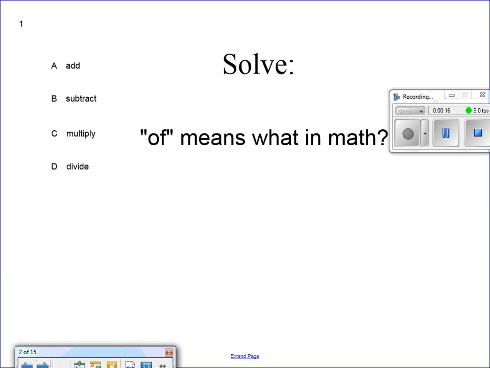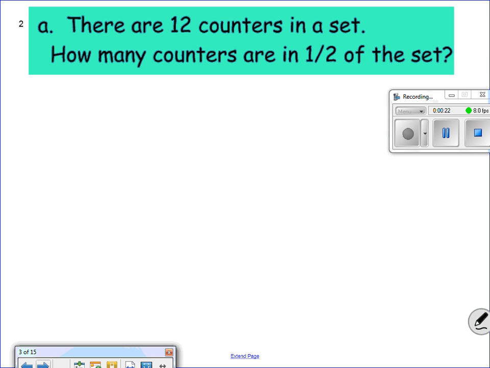Of means what in math? A lot of times, not all the time, but a lot of times, of will mean to multiply. So keep these things in mind. First question says this. There's 12 counters in a set. So if there's 12 in the set, 12 is my whole, right? So 12 will be my denominator. How many counters are half of the set?